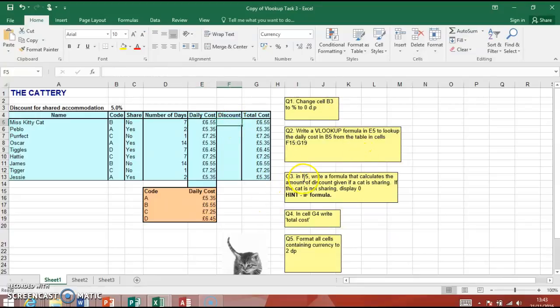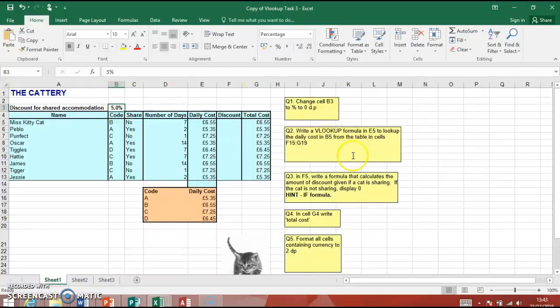So it says in question 3, in F5, which is here, write a formula that calculates the amount of discount given if a cat is sharing. If the cat is not sharing, display 0. So what we need to do is program the spreadsheet to look and see if the cat is sharing or not, and then give a 5% discount. There's the discount for shared accommodation, and it's written there, 5%.